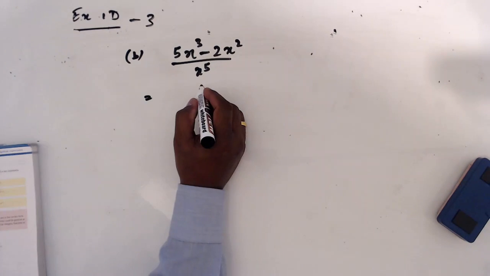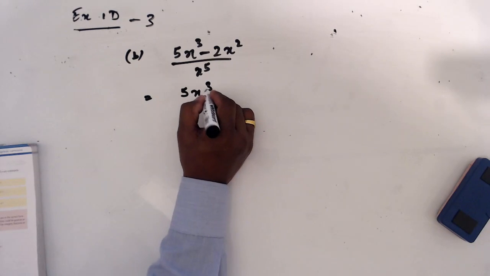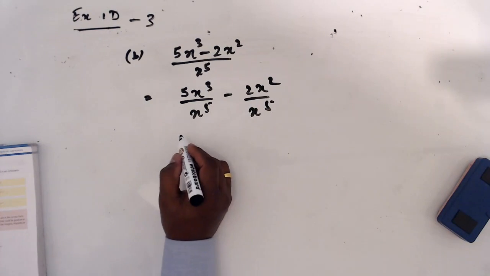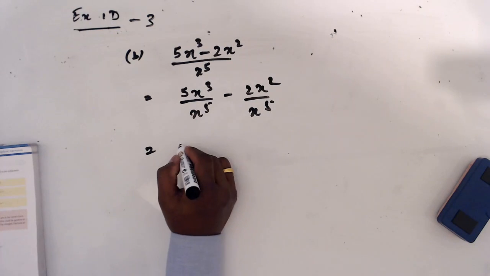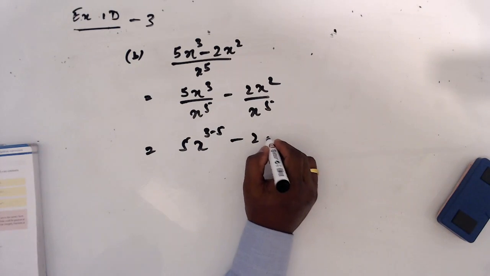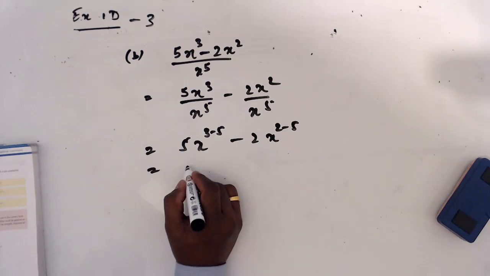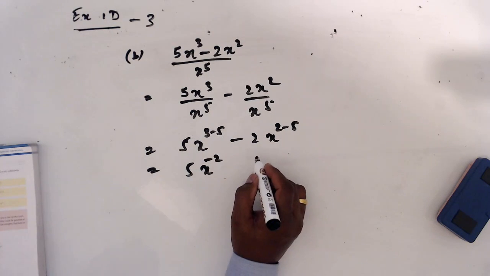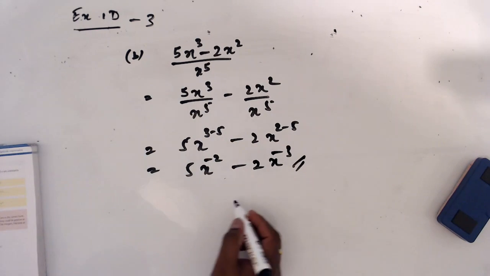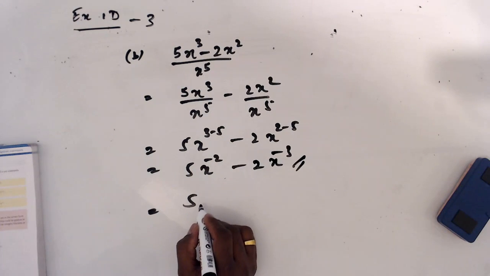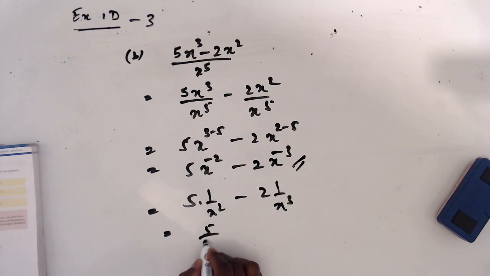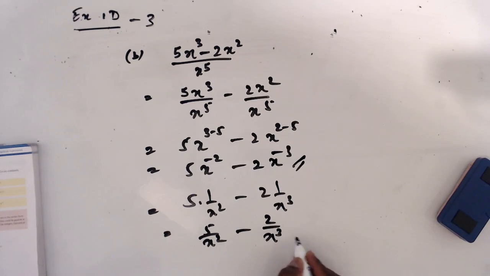And this one, x cube over x5 and 2x square over x5. Now this is going to be 5x3 minus 5 and 2x2 minus 5. So 5x minus 2 and 2x minus 3. Or you can keep it in this form, 5 over 1 over x square, 2 over 1 over x cube, which is 5 over x square and 2 over x cube.